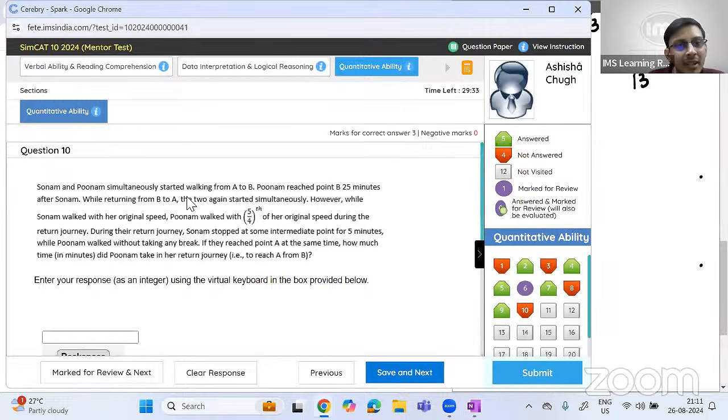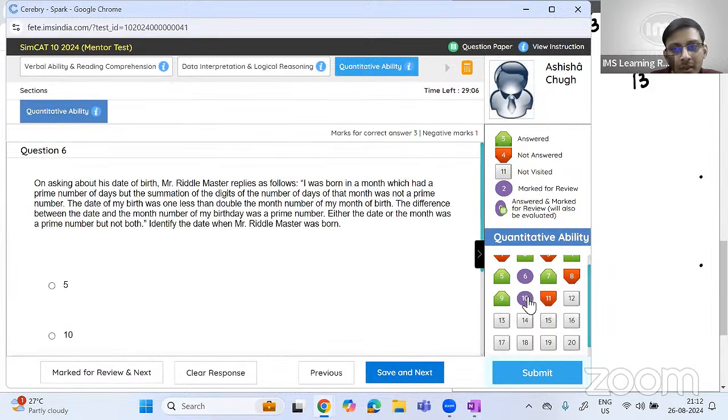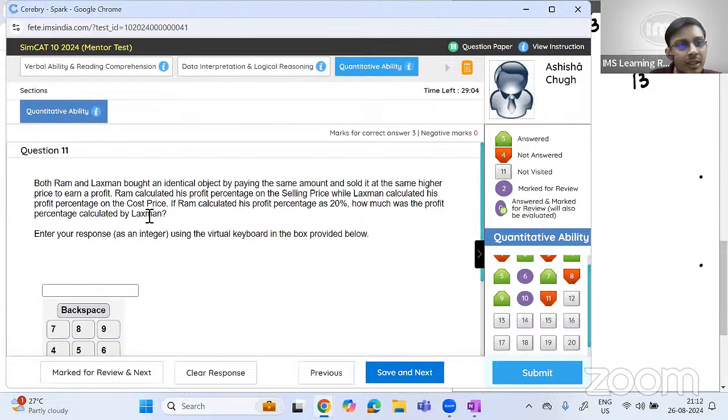Sunam and Poonam simultaneously started walking. Poonam reached point B 25 minutes after Sunam. Returning, they started simultaneously. Sunam walked with her original speed, Poonam at 5/4 of her original speed, and walked without any break. If they reach point A at the same time, how much time? Okay, I'll come back to this. Seems like it might be slightly complicated. Let's see. Okay, these 2 questions I'll come back to.